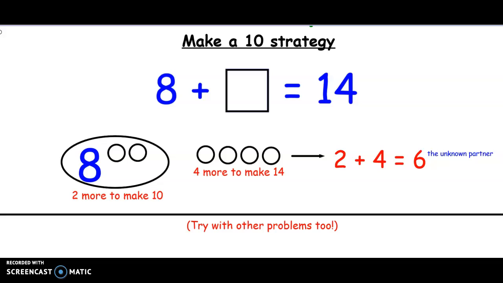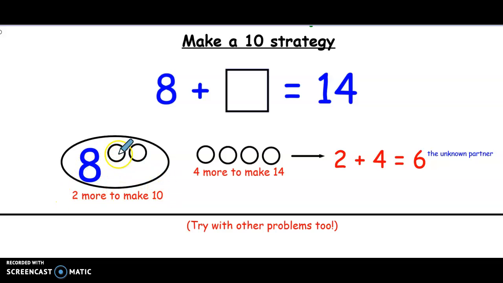All right, another thing we're going to focus on is making a 10. We did this already this year, but now we're working with larger numbers, and between today and tomorrow we'll be adding and subtracting. So for example, 8 plus unknown equals 14. So here we would put the circles like we did last time in the last problem, and we're going to make a 10 first. Okay.